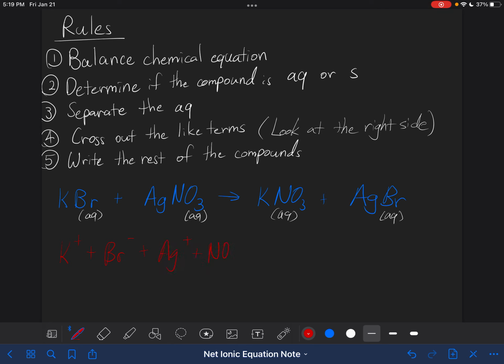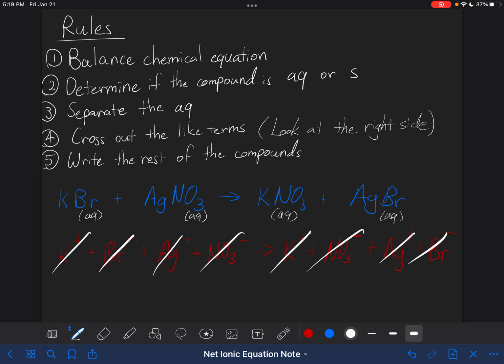if we separate these out, you might think, wait, is everything going to be canceled out? Well, it is. So if I try to cross them out, K, K, Br, Br, Ag, Ag, NO3, NO3, everything cancels out. So in this case, our solution is no reaction. Okay? So this is the only time when there's no reaction in a net ionic equation for double replacement.